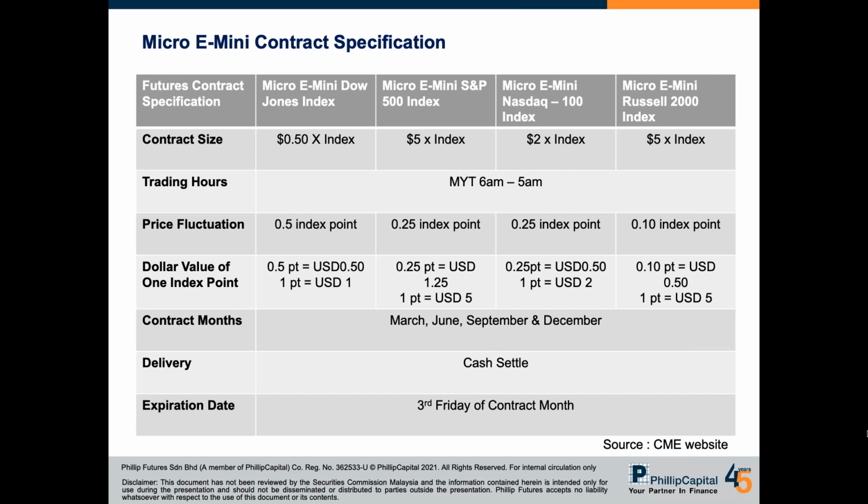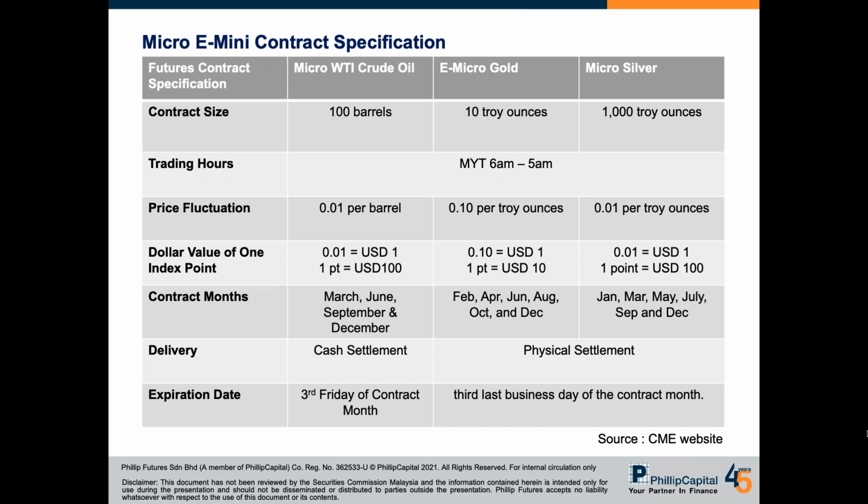For the contract month, the most active months for all these indexes are March, June, September, and December. Of course, because these are indexes, they are delivered by cash settlement, and the expiry date is the third Friday of each contract month. Okay, so that was on the indexes.